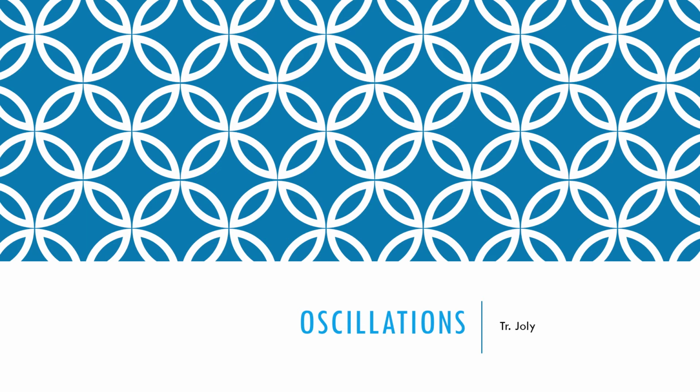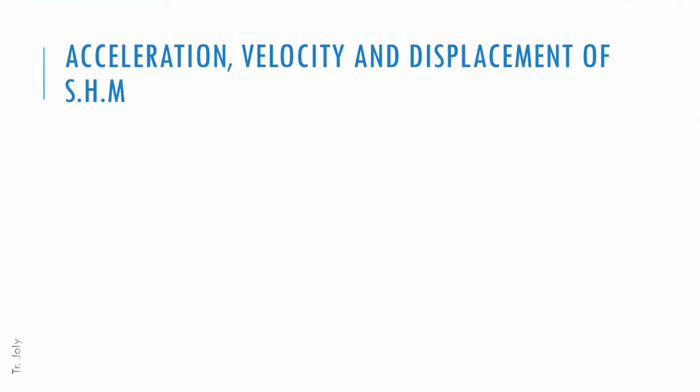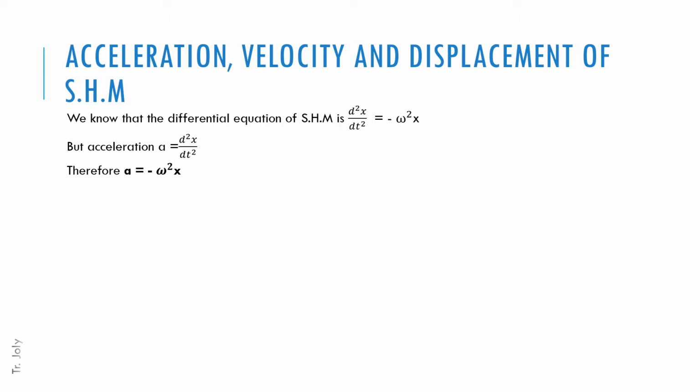Hello students, today we are going to learn an important derivation from this chapter, that is acceleration, velocity and displacement of SHM. In the previous slide we already studied the differential equation of linear SHM, that is d square x by dt square is equal to minus omega square x.